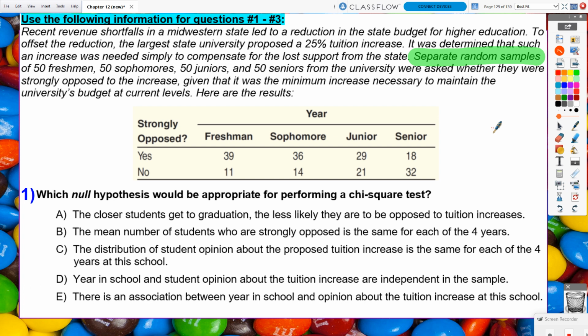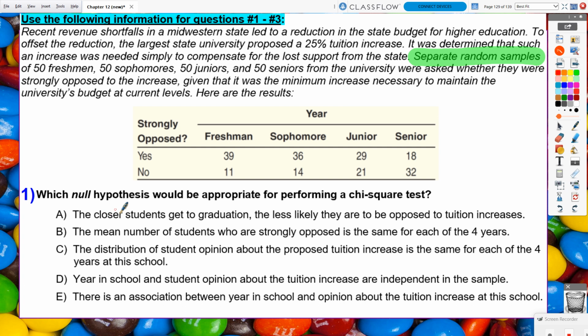So the null hypothesis, the dull hypothesis, as we've been stating it, would just be that all 4 populations of freshmen, sophomores, juniors, and seniors would equally oppose the increase in tuition. So I'm going to be looking for something that's talking about the populations pretty much being the same, regardless of what year in college they're in.